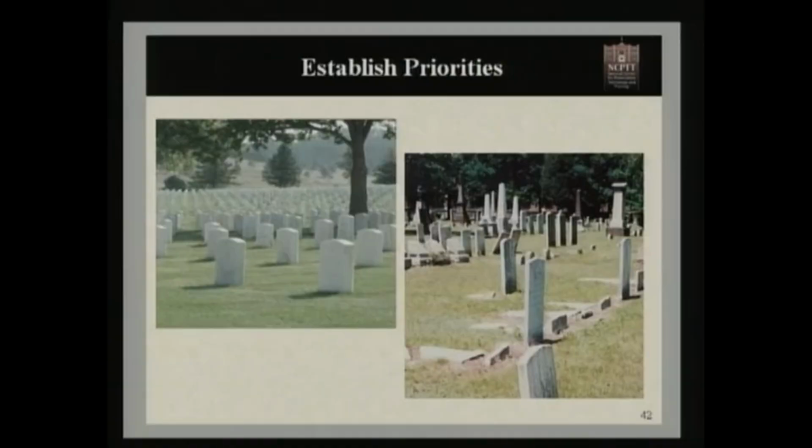Let's then talk a little bit about how we set our priorities once we've done all this surveying. The priorities and needs of a national cemetery are going to be different than those of a private cemetery. You are going to want to establish those priorities based on your mission and your visitors. You're always going to start by looking at safety issues first, and that includes the safety of workers and the safety of your visitors and the public.